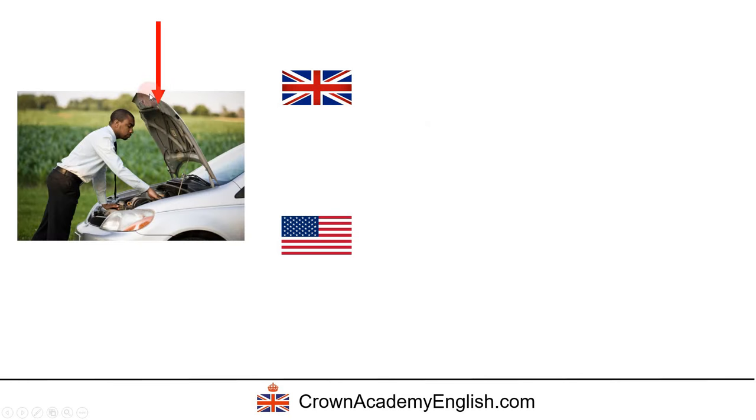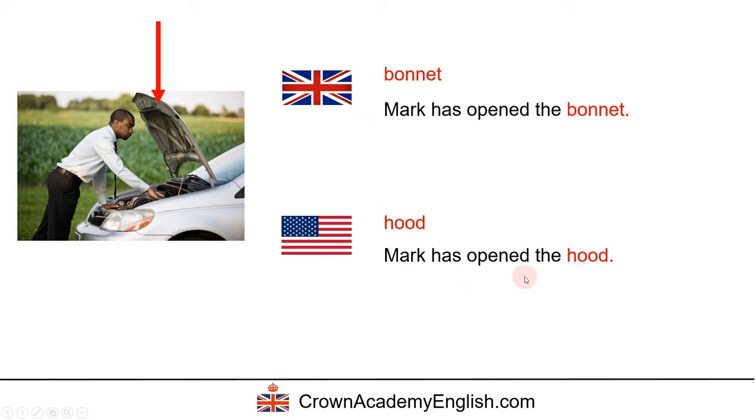So this object here, this part of the car, in British English, is called a bonnet. A bonnet. And in American English, this is the hood. The hood of the car. So we can say Mark has opened the bonnet. And in American English, Mark has opened the hood.